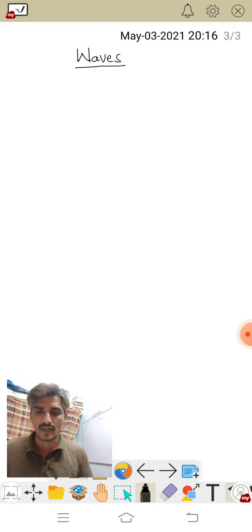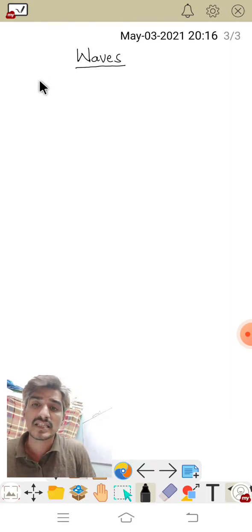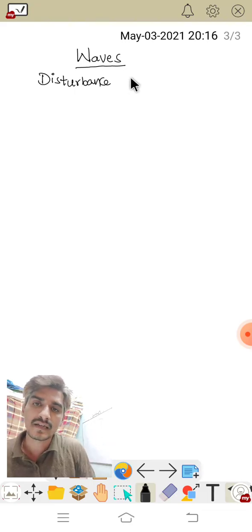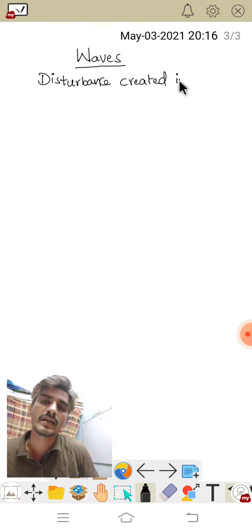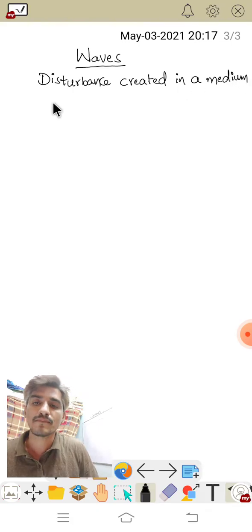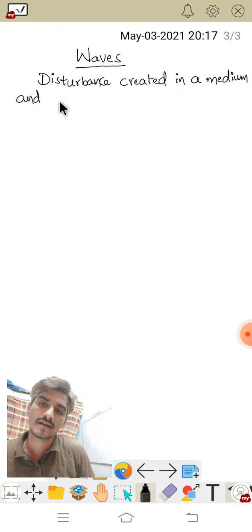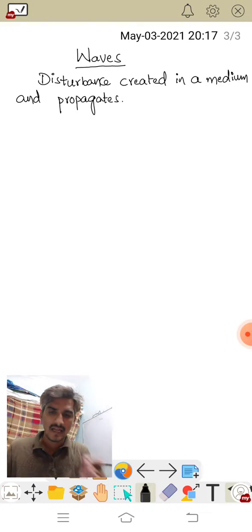Okay, wave means what? A wave is nothing but a disturbance created in a medium and propagates in that medium. That is called a wave.